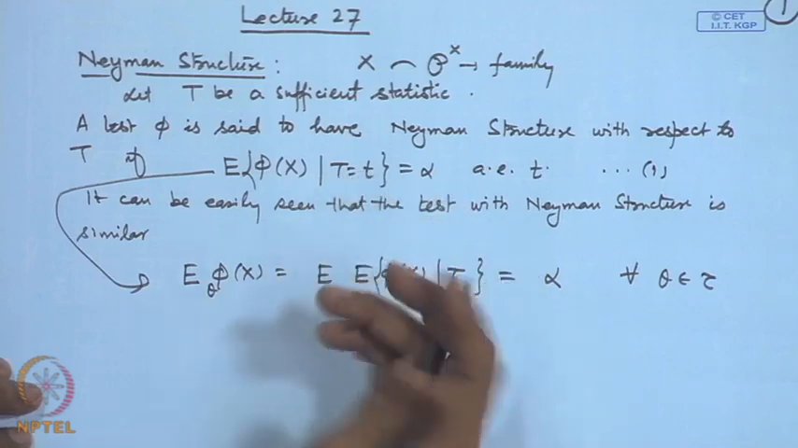Many times it is easier to obtain the most powerful test or the UMP test among the tests having Neyman structure, and since for every t it is most powerful, overall it will be most powerful. Here, frequently another idea that is used is the idea of completeness.